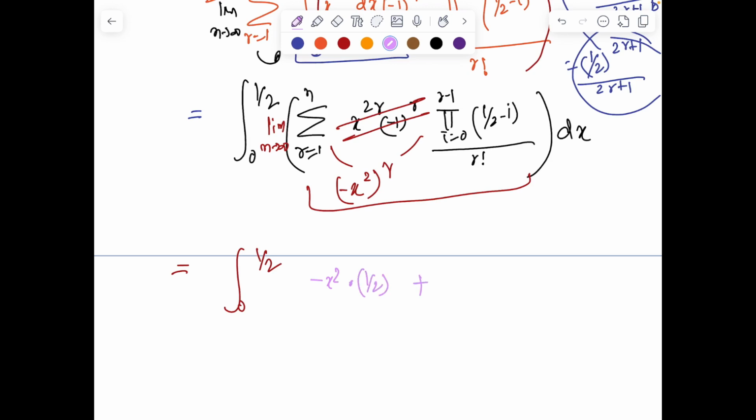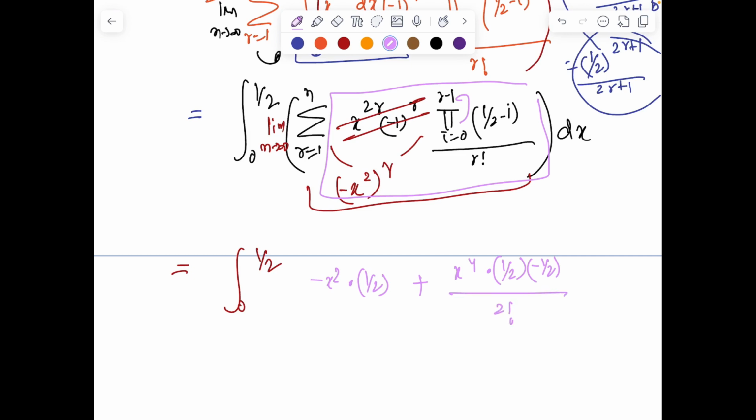What about the second term? If I put r equal to 2 in this entire expression, that will give you x⁴ times half, and it will go till 2. So i=0 will give half, i=1 will give minus half. For r=2 we make it go from i=0 to 1, divided by 2 factorial.